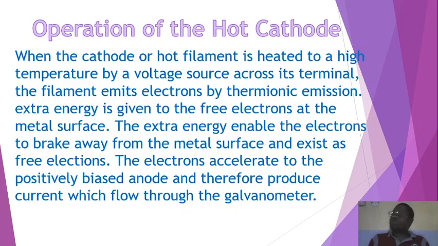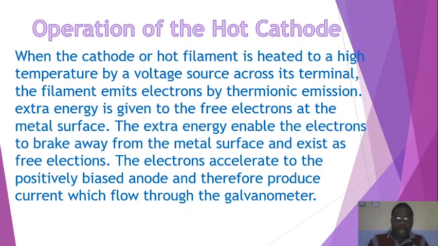The anode is already biased positively because of the terminals of the source of the EMF. So now we said that they produce current which flows through the galvanometer. The galvanometer is used to show that the current is produced as the electron.